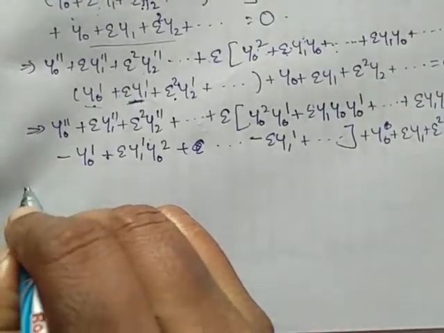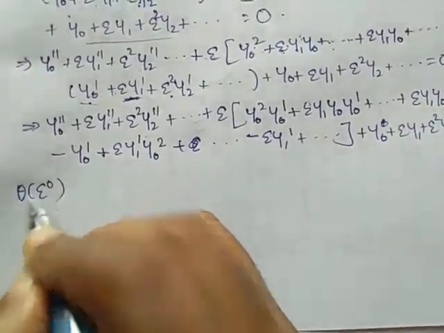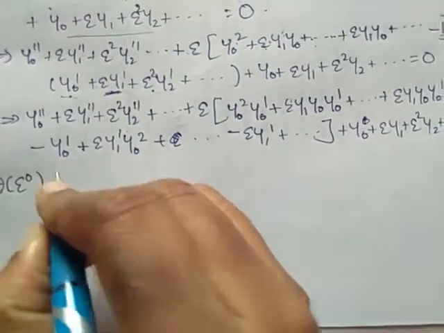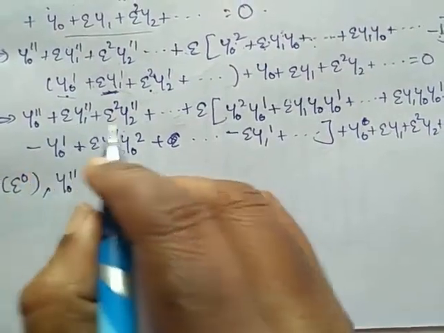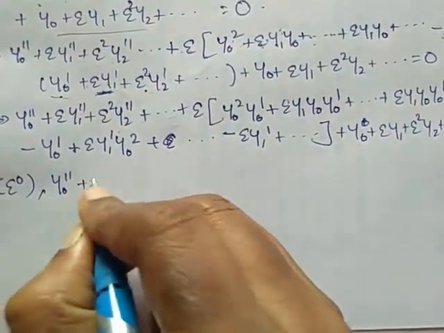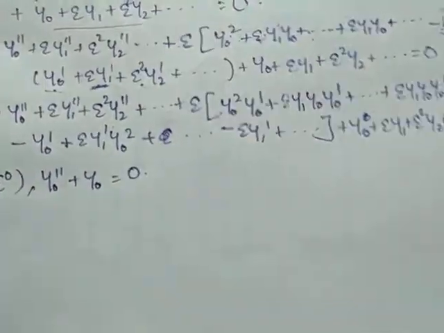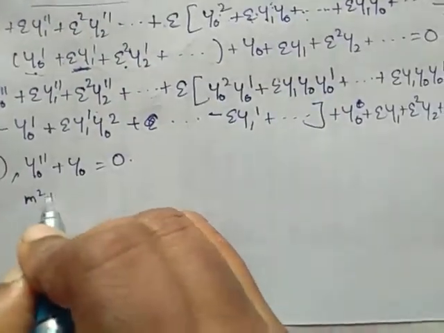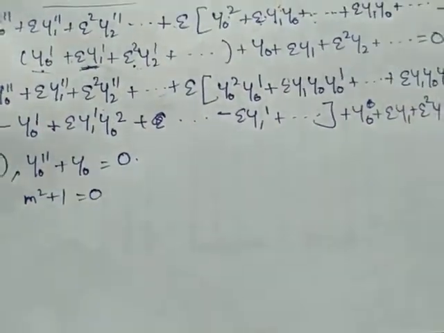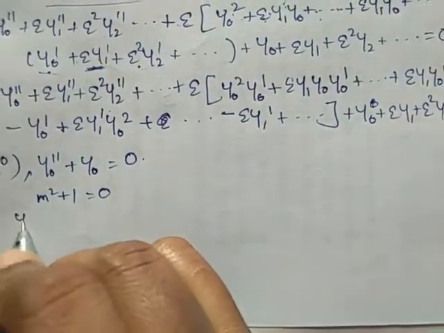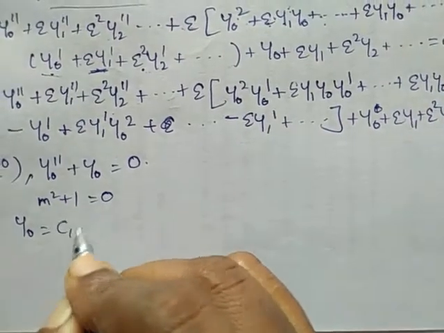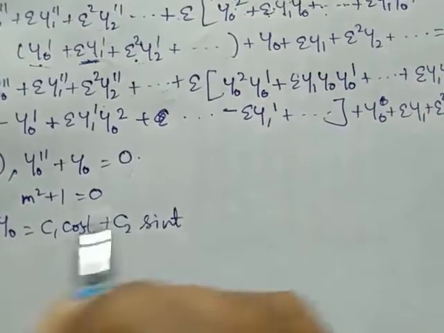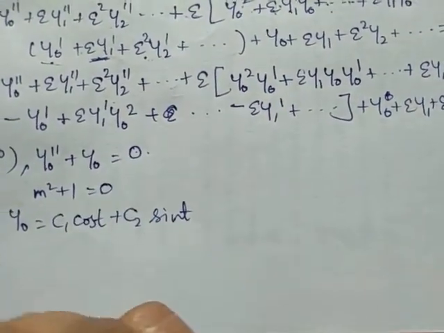Now the very first thing is we are going to equate the coefficient of epsilon power 0. So the first term is y naught double dash plus y naught equal to 0. This is our first term. So the auxiliary equation is m square plus 1 equal to 0. Roots are plus or minus i. Therefore y naught is c1 cos t plus c2 sin t. Here RHS is 0, therefore no particular integral.